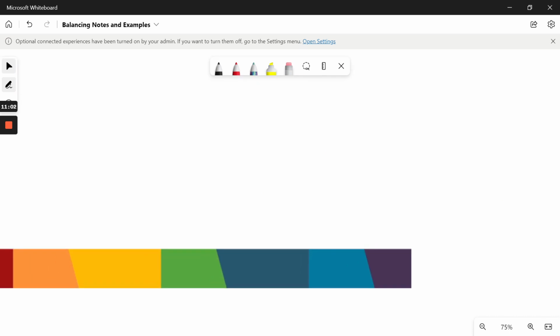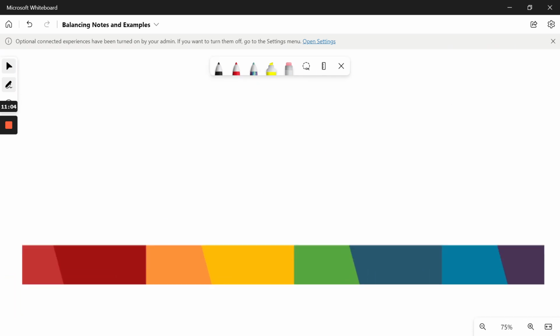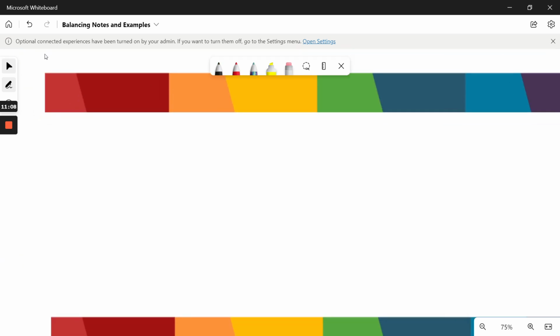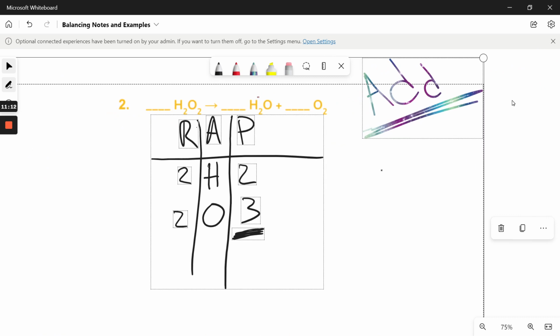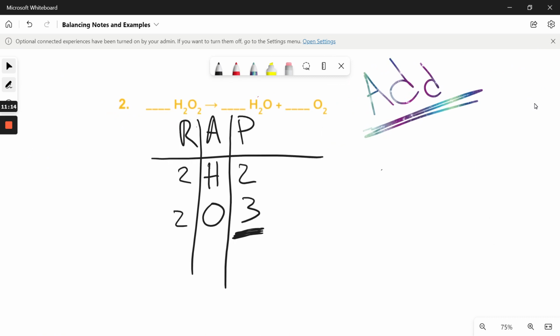Oftentimes, getting an even number figured out is way more helpful than pretty much anything else that I could do. So I'm going to go ahead and make my oxygen on the product side into an even number. And that's easy. I just put a 2.